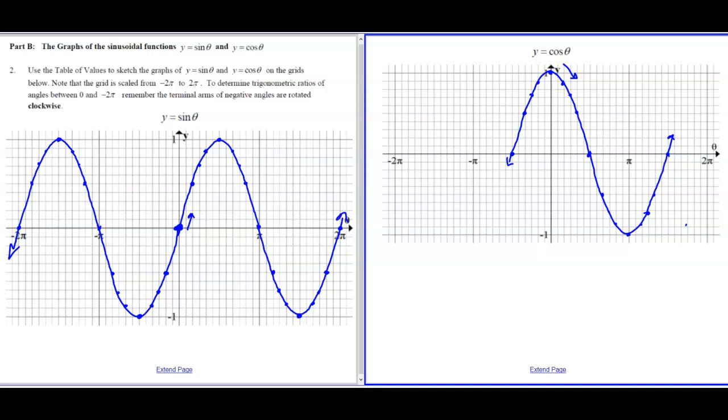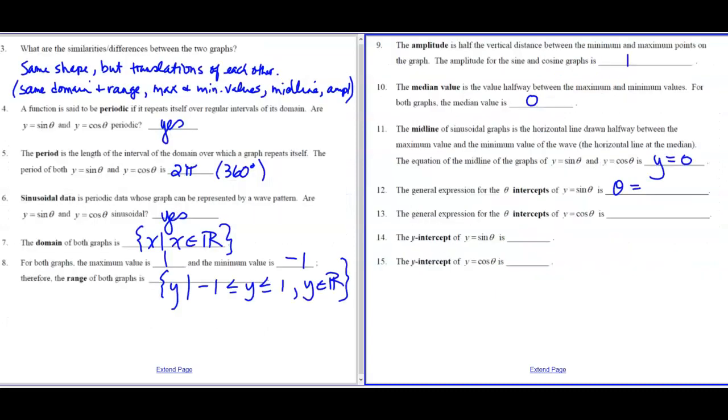How could we say that a lot easier? n pi, where n can be any integer. Yes, we're not saying cosine here, it's just a multiple of pi. So sine is really easy. The theta intercepts, sometimes we use x, are multiples of pi. So n pi or pi n doesn't really matter.